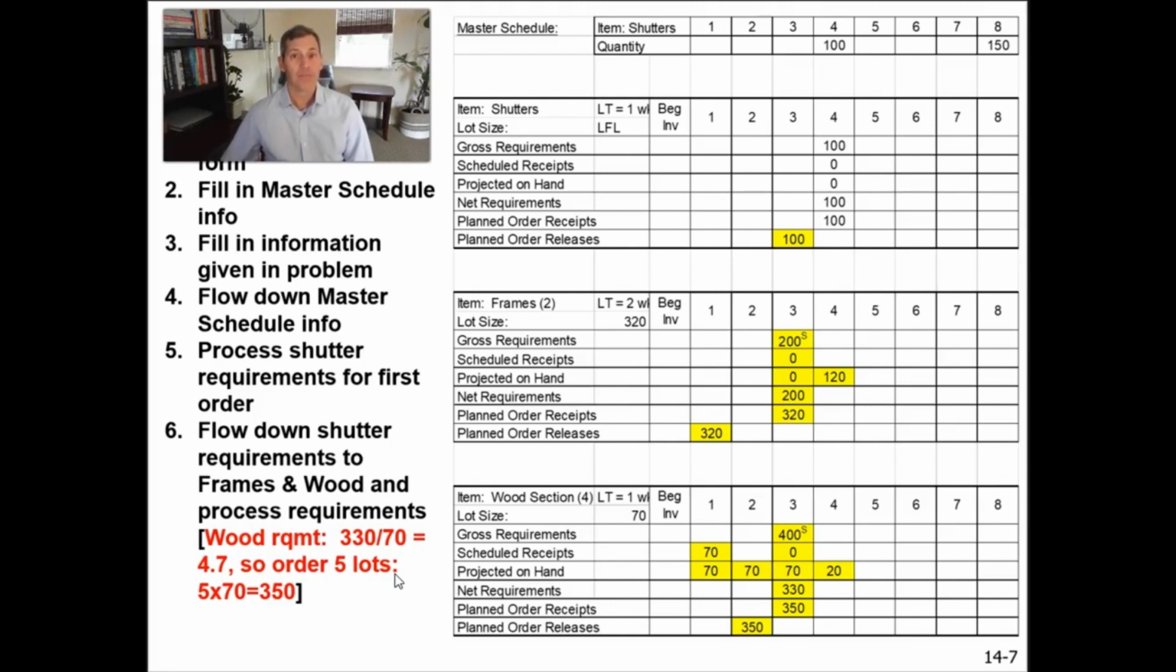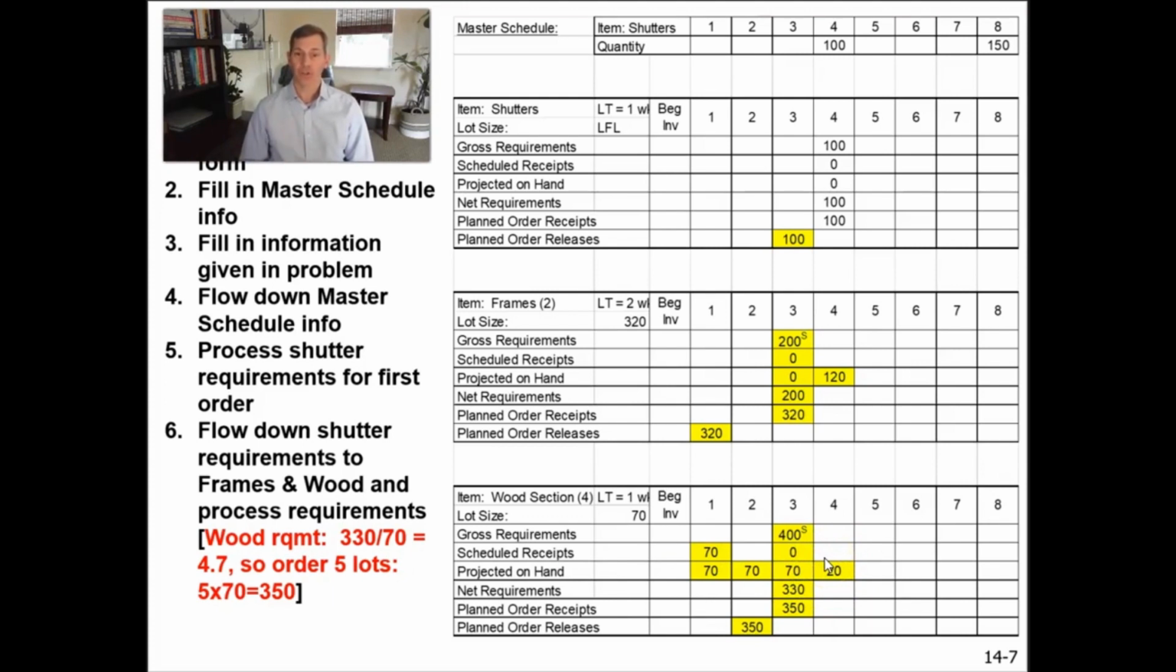5 lots of 70 each means you're going to receive 350 wood shutters. You only need 330 of them. So as you can see, you're going to have 20 left over. So let's just do that real quick once again.